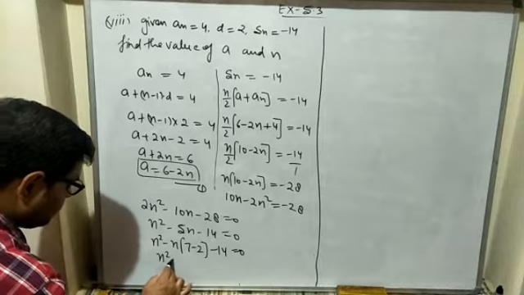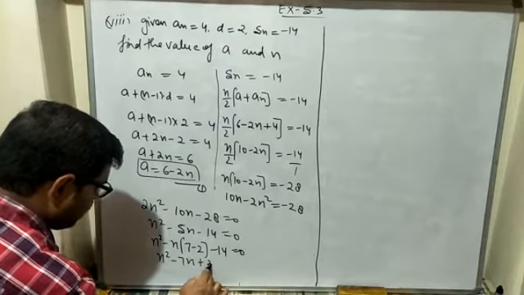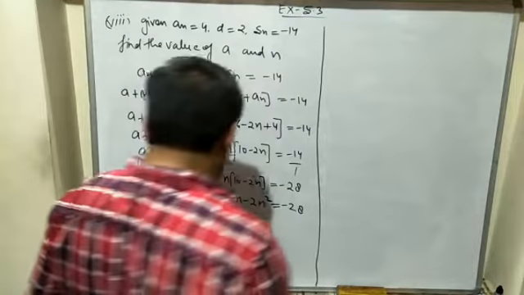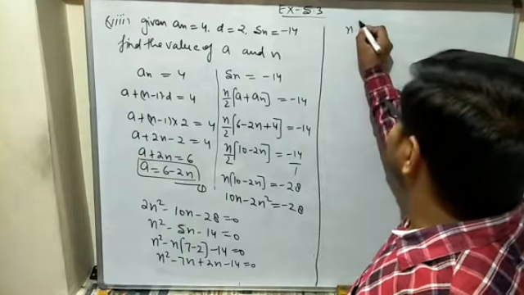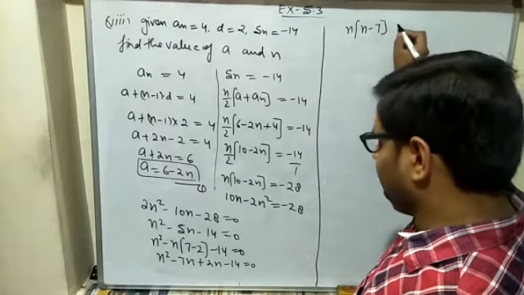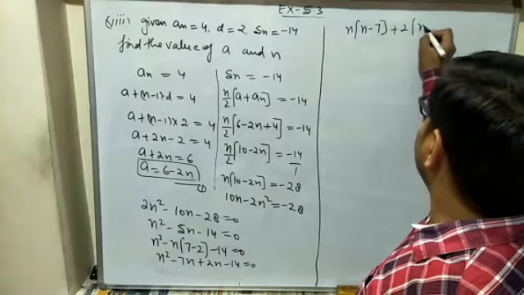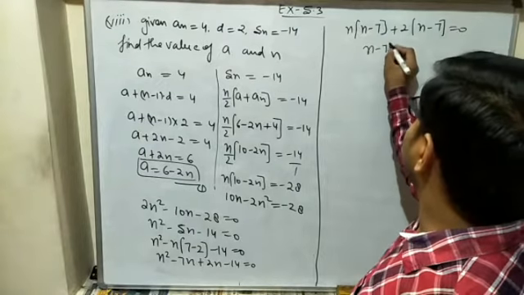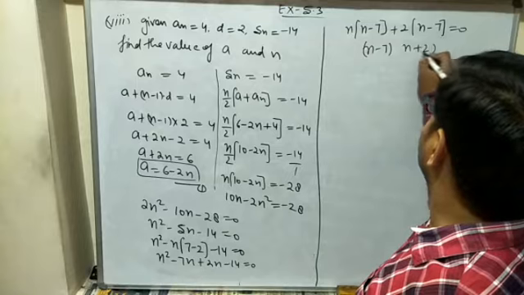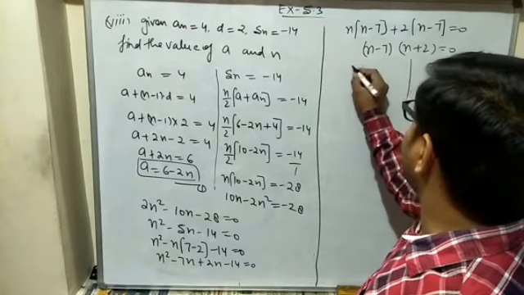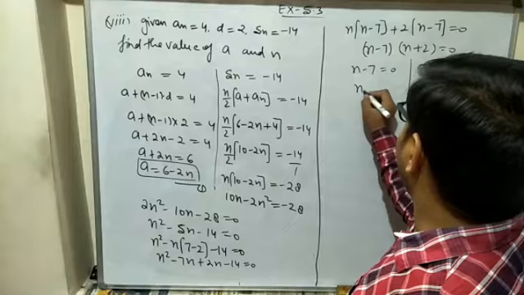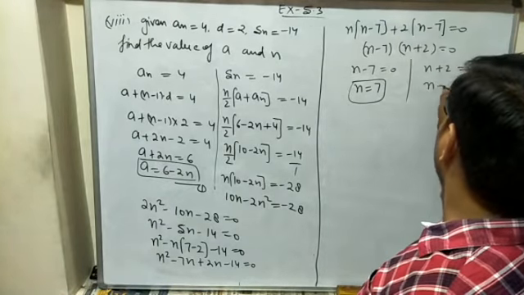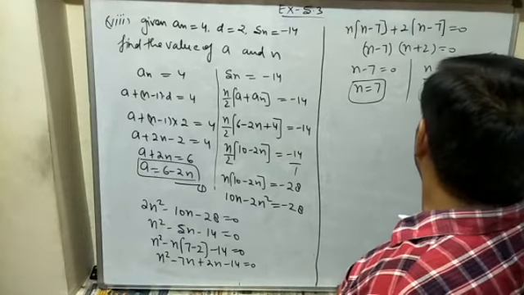Further it will be n square - 7n + 2n - 14 equal to 0. So further what we can do, we can take common n, so it will be n - 7, from that we can get 2, so it will be n - 7 equal to 0. So (n - 7)(n + 2) equal to 0. We can compare with 0. So the value of n is 7 here, and n + 2 equal to 0, so n equal to -2. So we can reject.